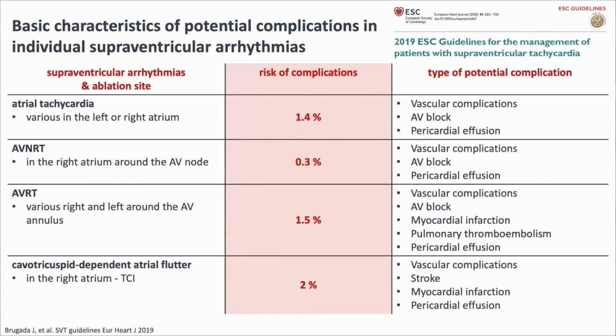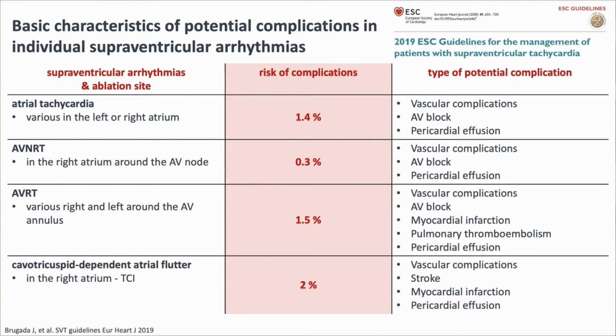This table describes basic potential complications in individual supraventricular arrhythmias and their incidence rates according to European Society guidelines. The risk of complications of supraventricular ablations is within the range of 0.3 to 1.5% according to the type of arrhythmia and site of ablation. They mainly include vascular complications, pericardial effusion, and specific complications such as AV block.